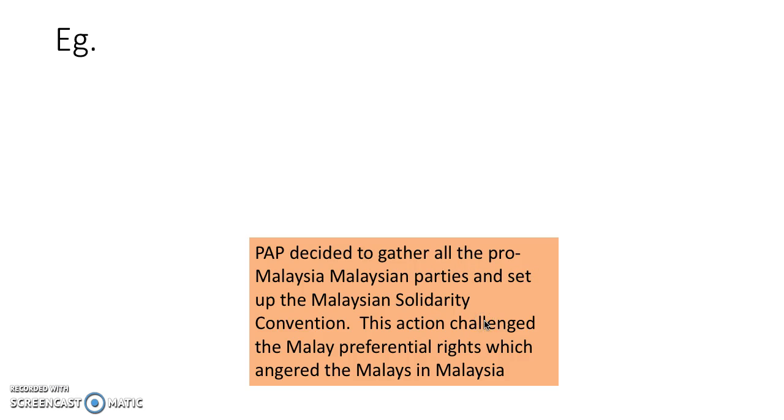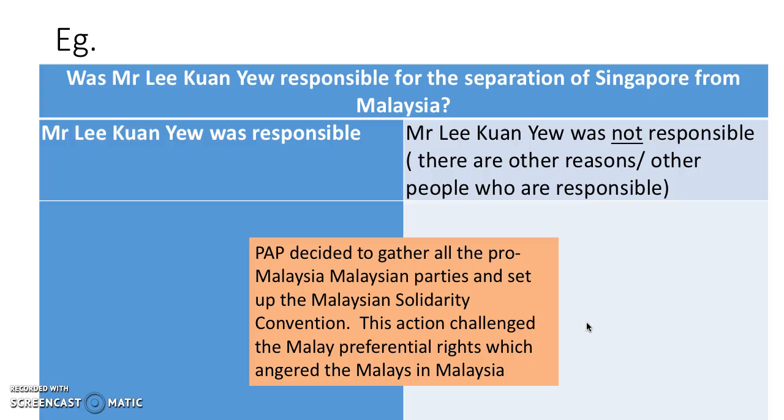Now, the same thing, I picked this out from the textbook. The PAP decided to gather all the pro-Malaysian parties and set up the Malaysian Solidarity Convention. This action challenged the Malay preferential rights which angers the Malays in Malaysia. Now, if you read thoroughly in the textbook, and again, let's look at this big table over here.